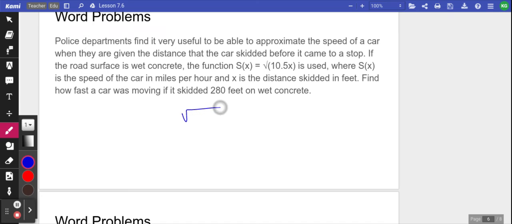So we're going to put 280 in for the x, which actually just makes this an easy one. I'm just going to put it in my calculator. 10.5 times 280. So the car was going about 54.2 miles per hour.